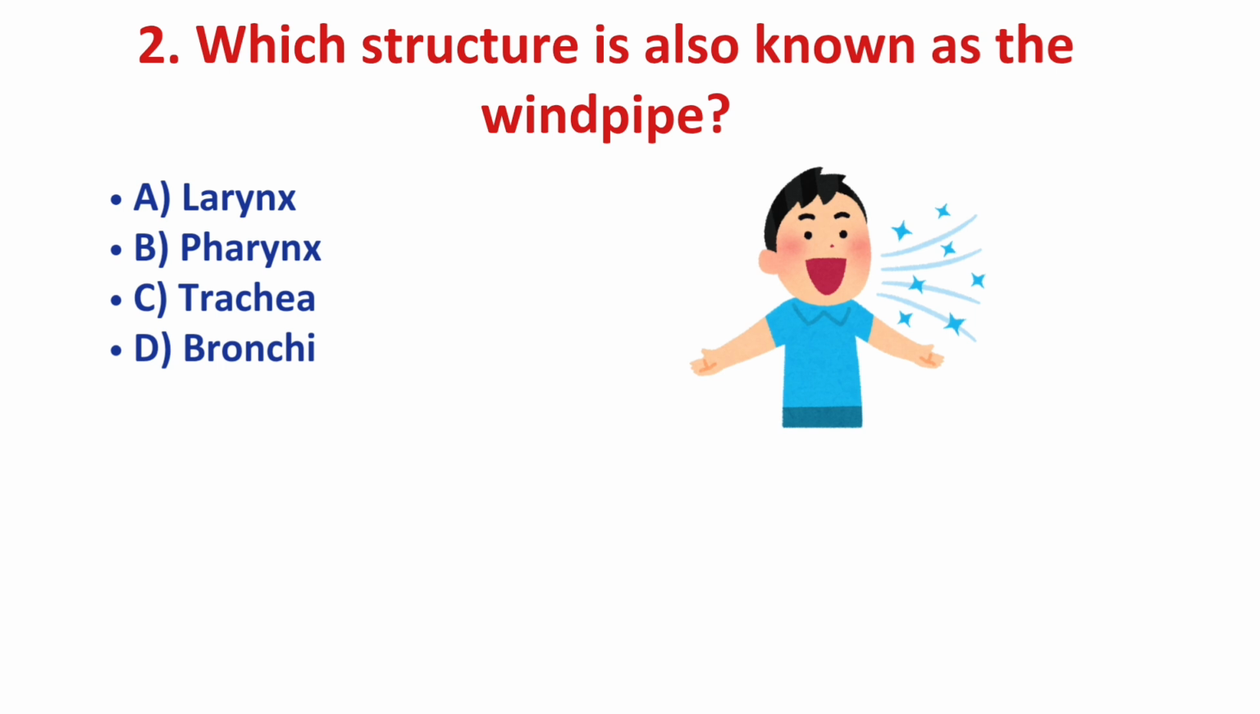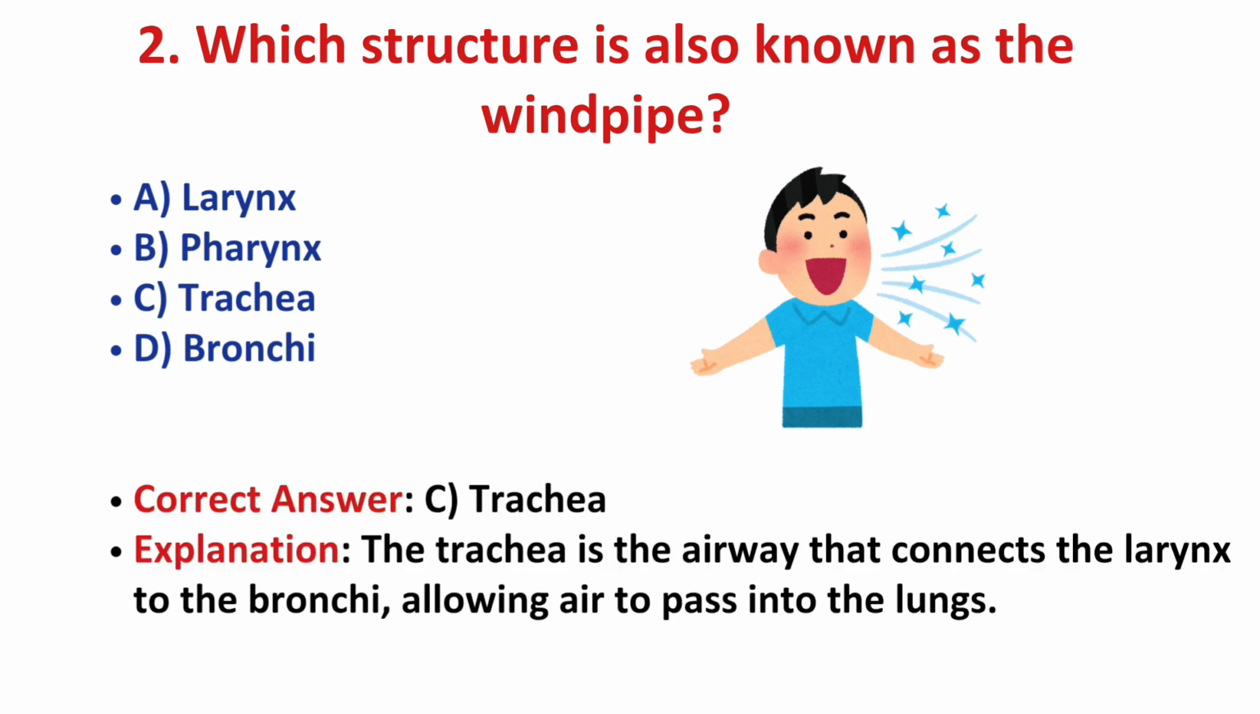The next question, which structure is also known as windpipe? Options are larynx, pharynx, trachea and bronchi. And the correct answer is option C, trachea. Trachea is the airway that connects the larynx to the bronchi, allowing air to pass into the lungs. So the correct answer is option C. Trachea is also known as windpipe.